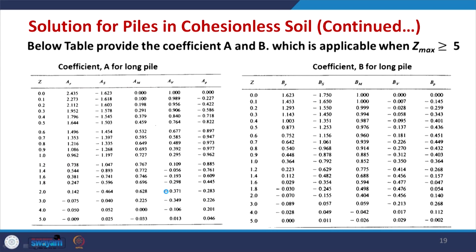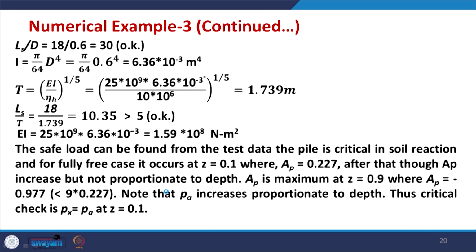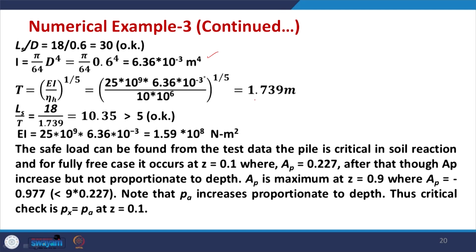So, we start our calculation, and the calculations are done here like this. First thing, always try to fix the size if data is given; the diameter is given in this case. So, L by d comes out to be 30. So, it is quite enough. If L by d is more than 12, then this is okay, this is a long pile, and then I is calculated because the diameter is known. T is calculated as before, 1.739 meter, for this given diameter and the value of eta h. So, what you get is L by T, which comes out 10.35, which is more than 5. So, it is okay. 18 is the length of this. So, this is the first check you apply.